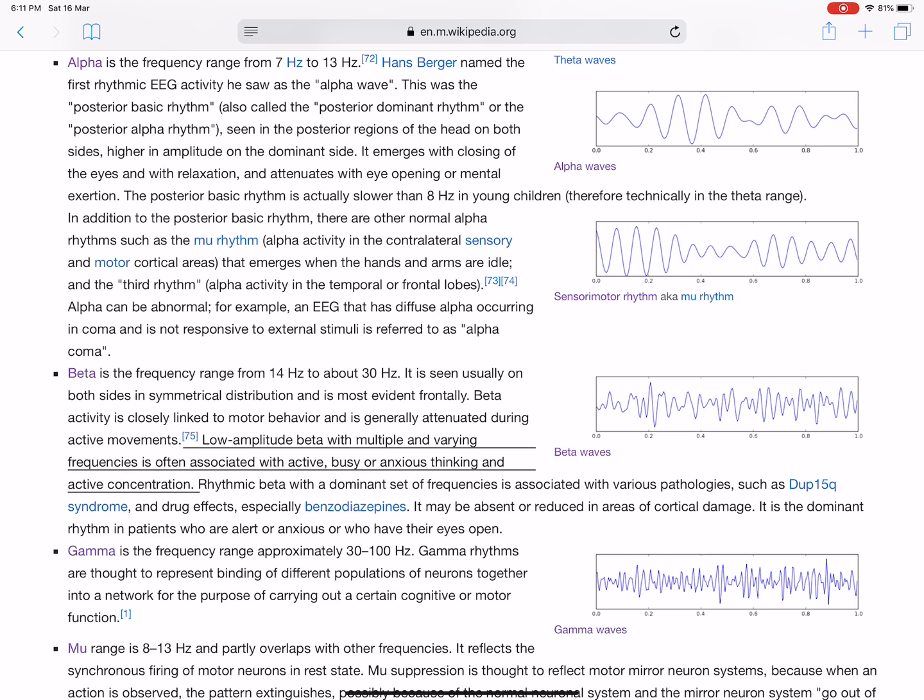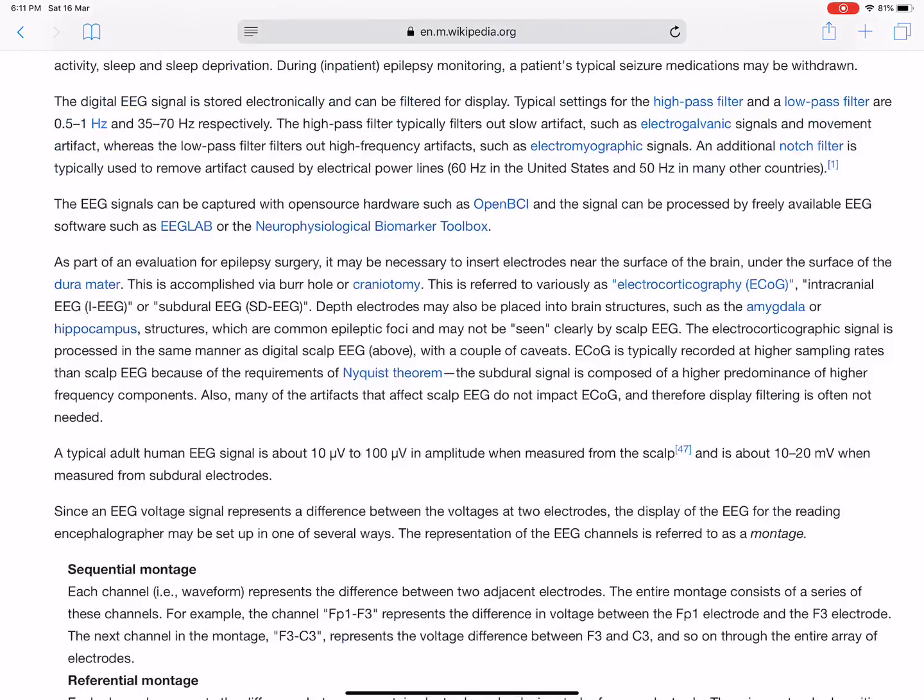Rhythmic beta with a dominant set of frequencies is associated with various pathologies, such as Dup15q syndrome, and drug effects, especially benzodiazepines. It may be absent or reduced in areas of cortical damage. It is the dominant rhythm in patients who are alert or anxious or who have their eyes open.